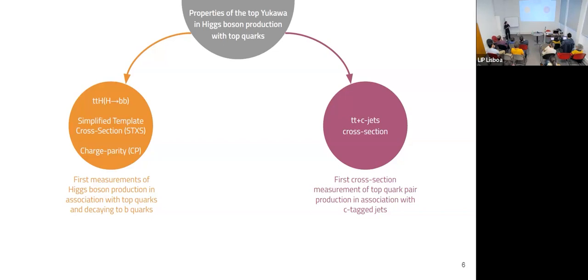And then, because these analyses are highly impacted by the background of TT bar production with additional B and C jets, I have contributed to the measurement of the cross-section of TT bar plus additional C jets. And this is also the first time that we have done this measurement in ATLAS. Of course, we are also measuring TT bar plus B jets, but I will not cover it here.